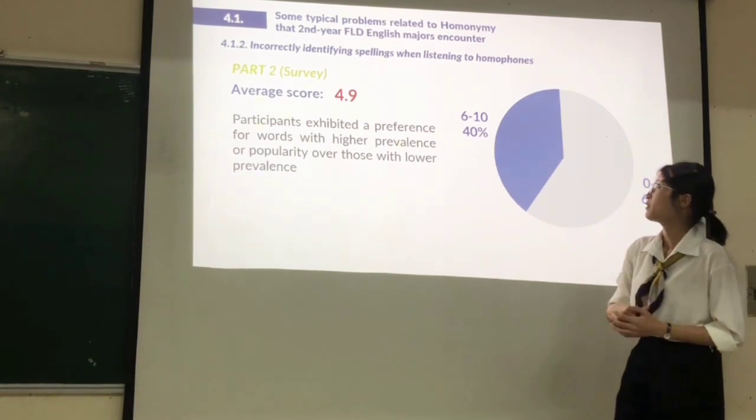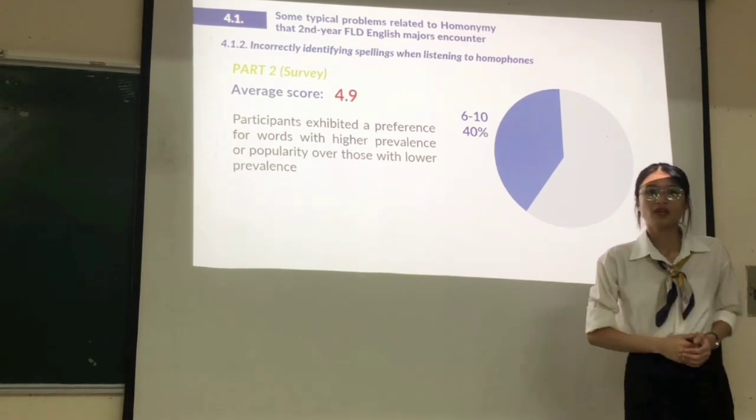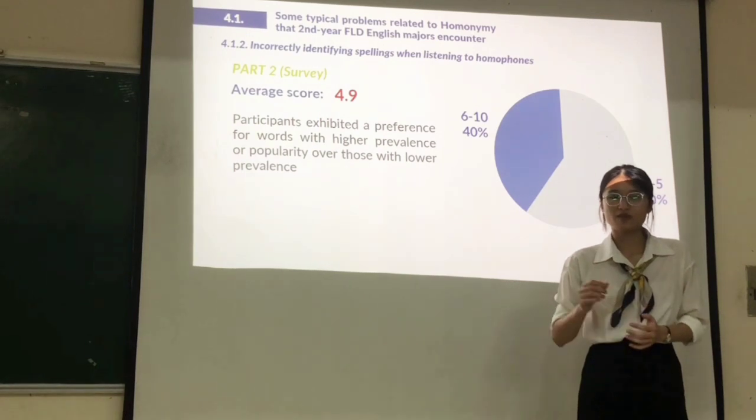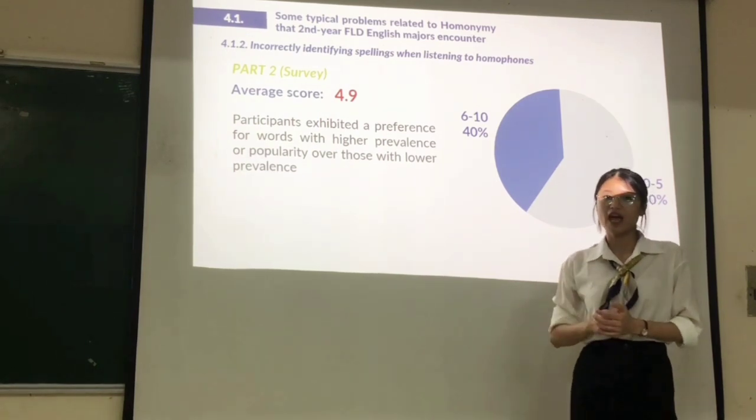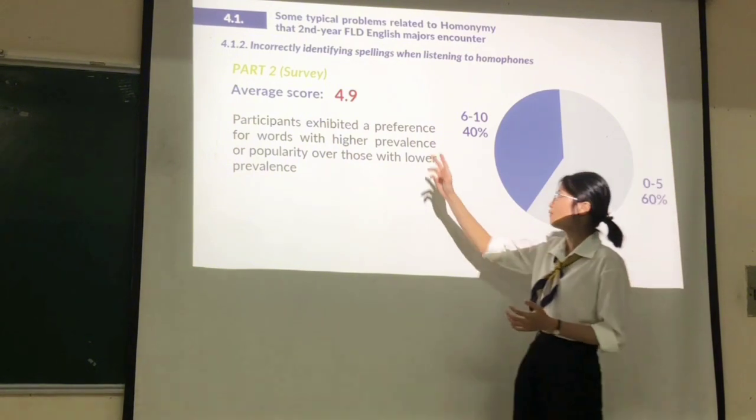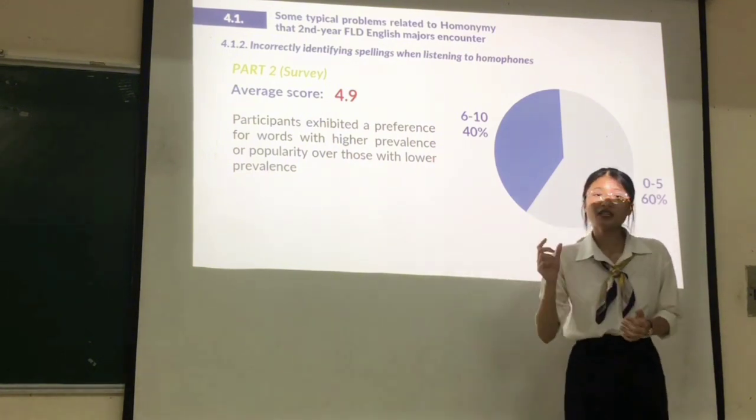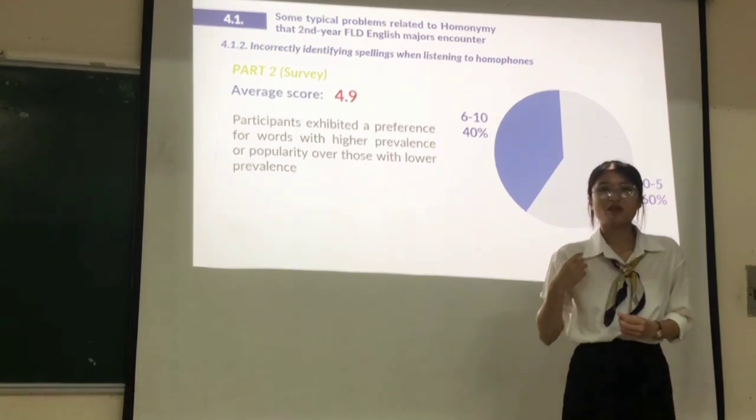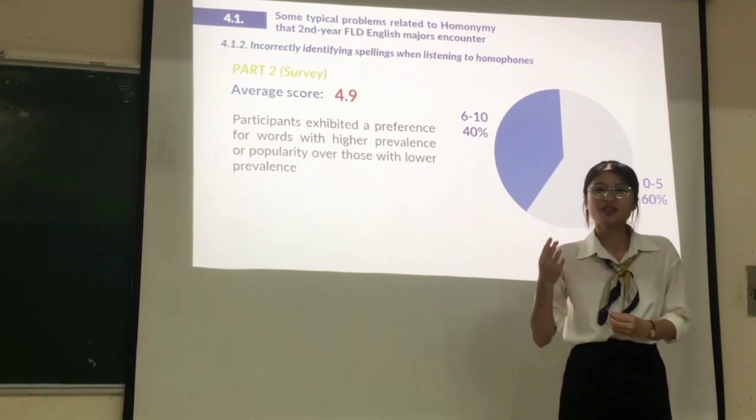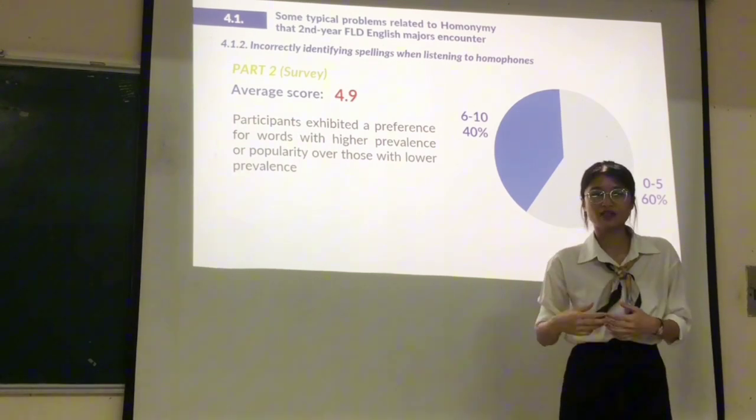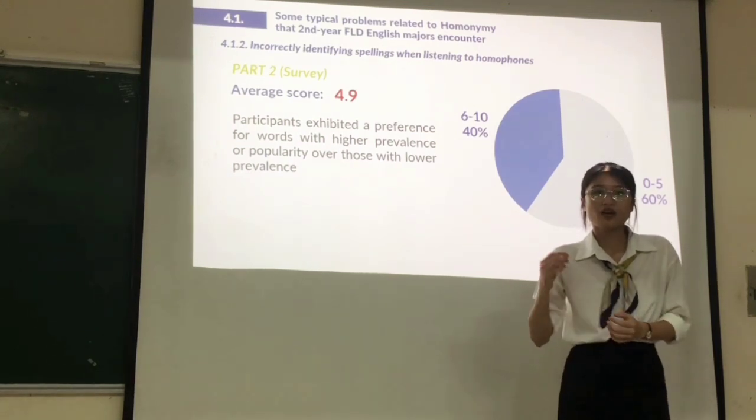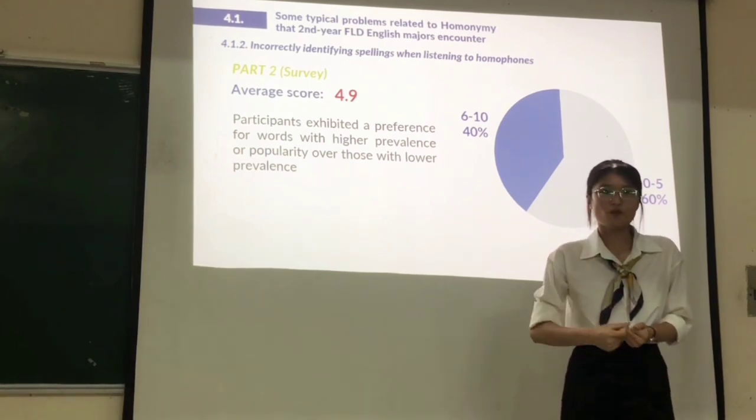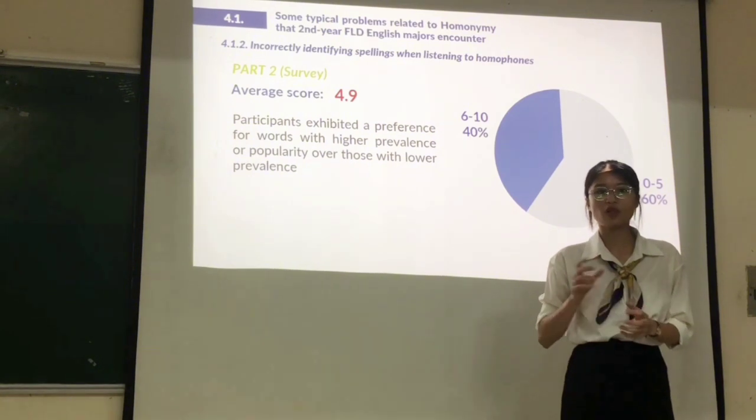Incorrectly identifying spellings when listening to homophones. The data reveals that 18 out of 30 individuals achieved between 0 and 5 correct responses, and the average score was 4.9. After listening to the recording, most participants tended to select responses based on frequency of exposure rather than accurately differentiating the appropriate word. In other words, participants exhibited a preference for words with higher prevalence over those with lower ones.